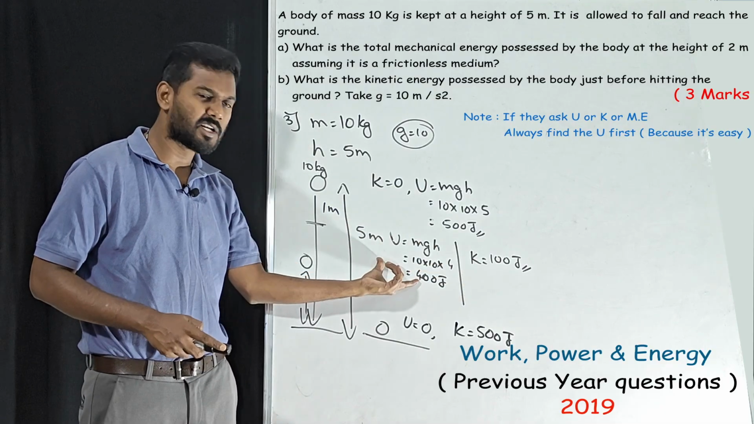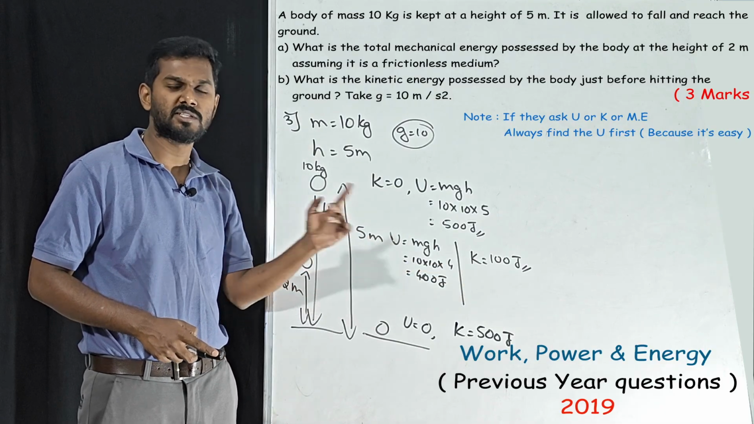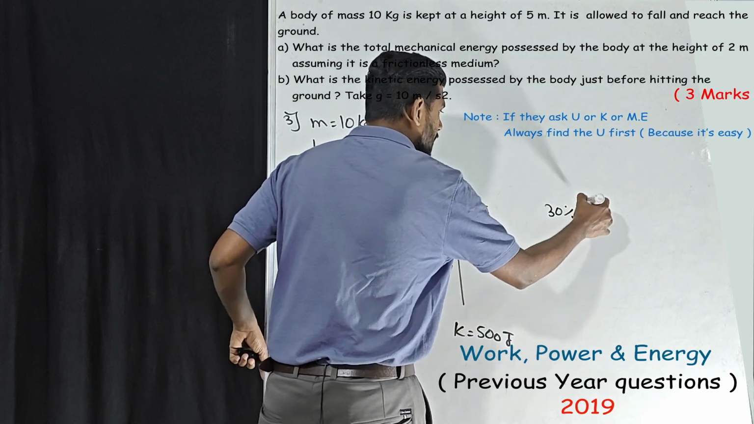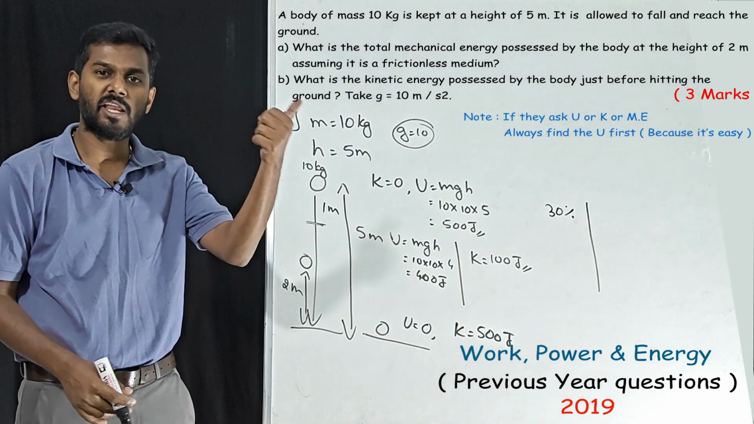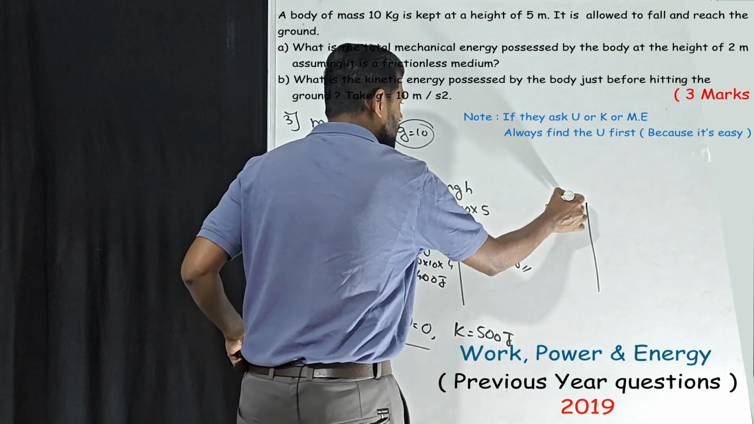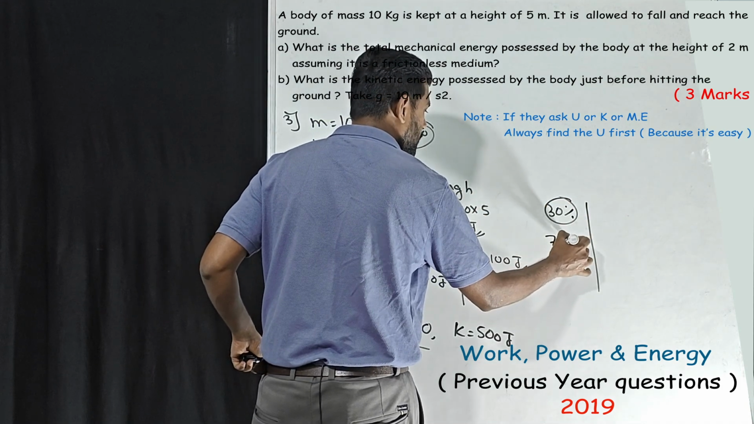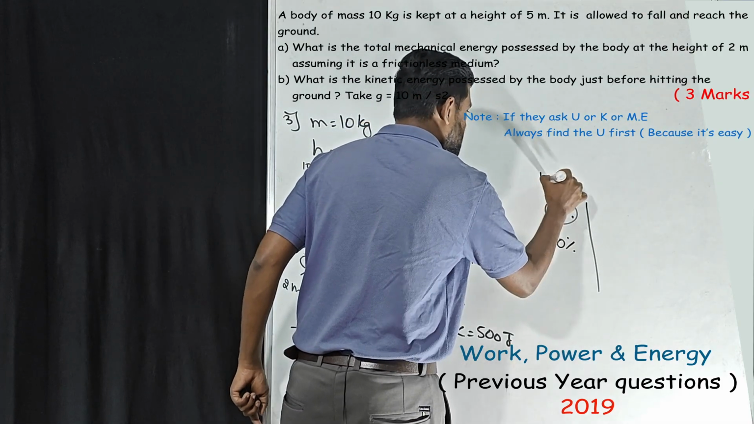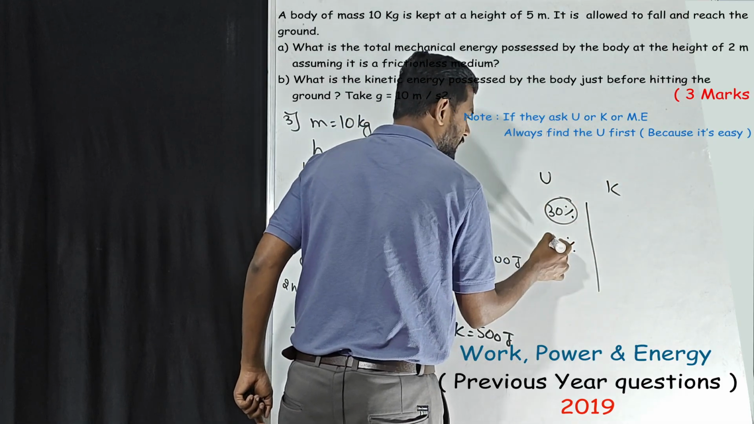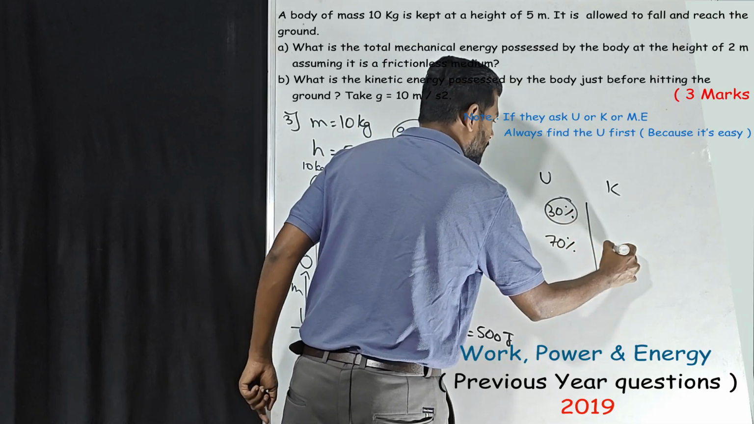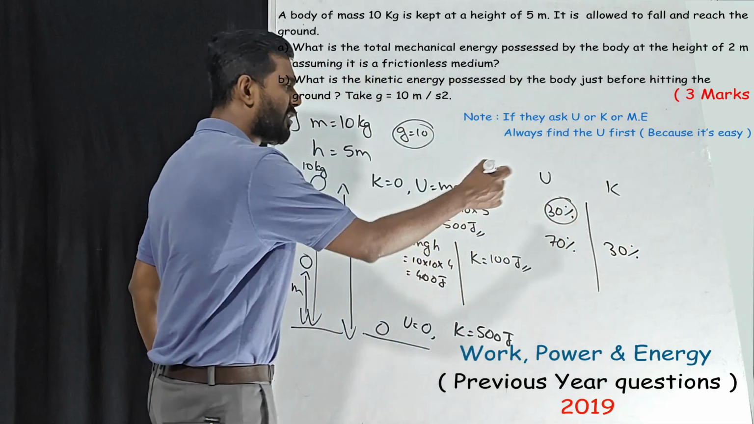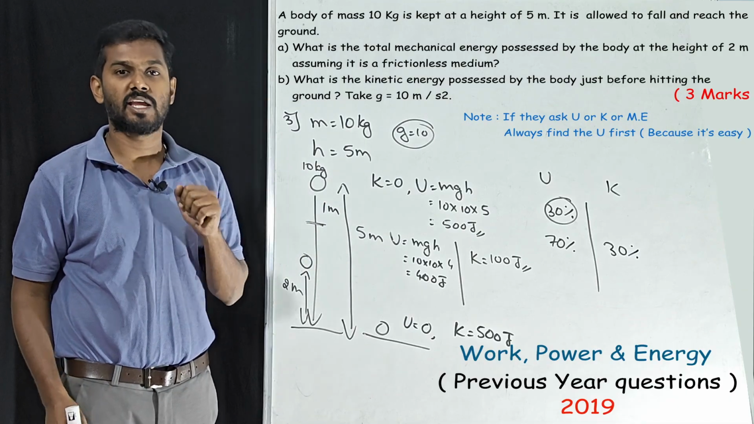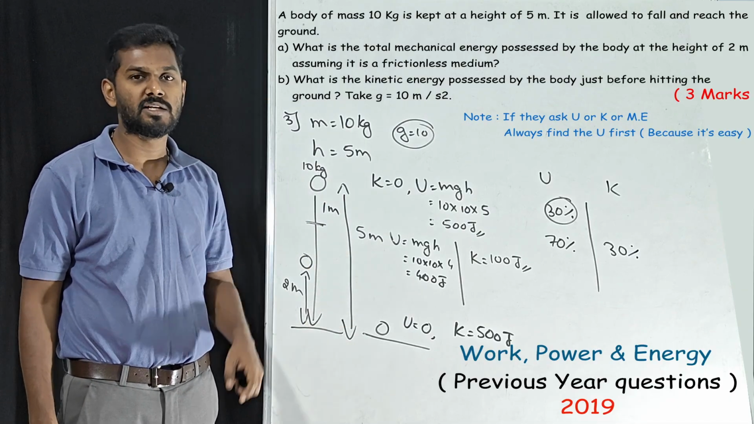So assume 30% potential energy is lost, and we know that much is gained in kinetic energy. If 30% potential energy is lost, that means 70% potential energy is there. So this is U and this is K. If 70% is there, the remaining 30% will be gained by kinetic energy. Whenever we add, at every point mechanical energy remains the same.